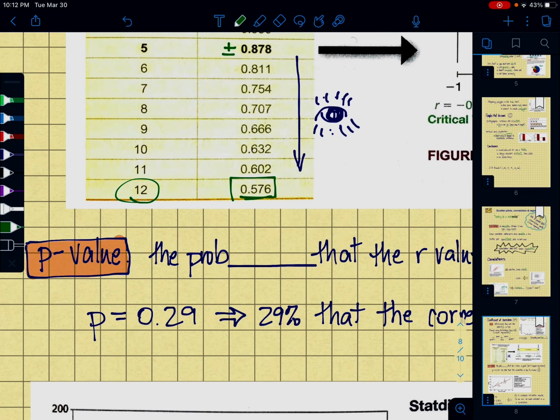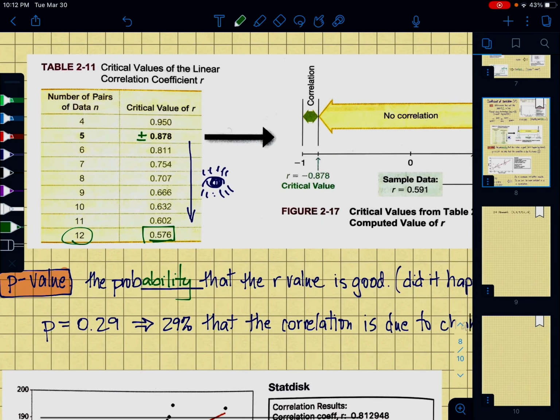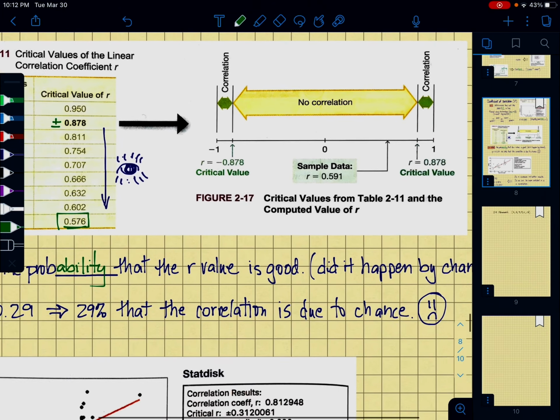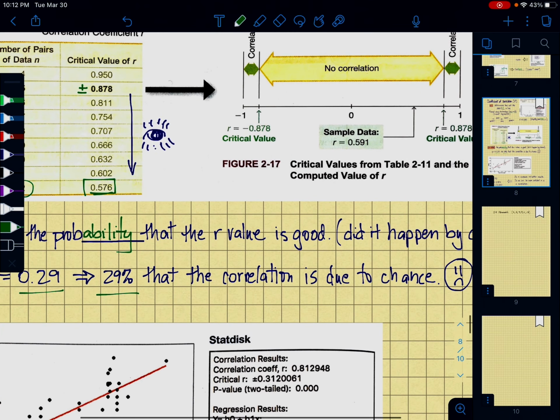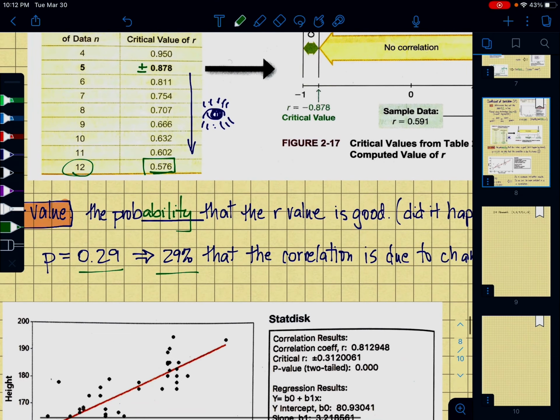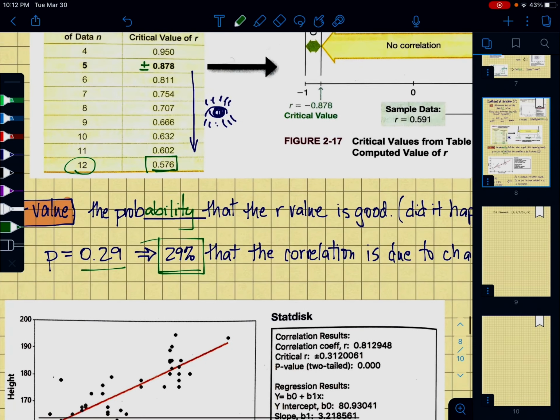All right, so what is the p-value? This is the probability that the R value is good. Did it happen by chance? So in our problem, we had a p-value of 0.29, 29%, that the correlation is due to chance. All right. Now you might think that's actually pretty good because that's like a 71% chance, but it's actually bad. You need to have this down, less than 5% to be able to say something is trustworthy.